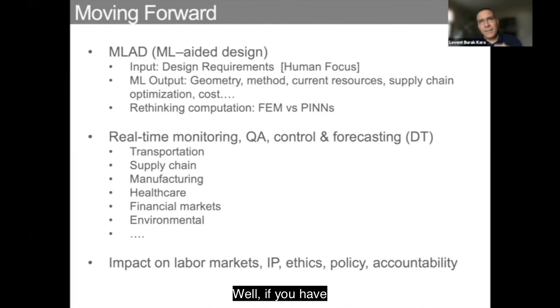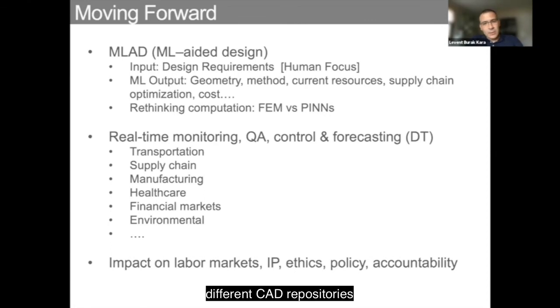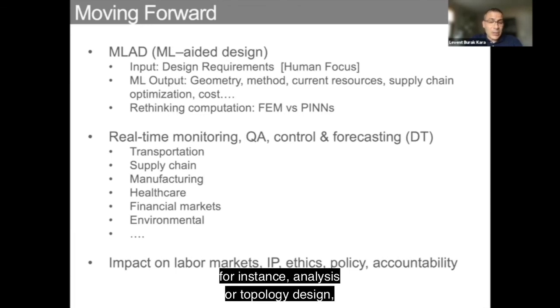Well, I don't know if it was intended for me, if it was for the examples that I have shown, we actually resort to different CAD repositories. We learn from 3D geometries that have been done before. In cases where we're doing, for instance, analysis or topology design, we create tons of synthetic data in an offline setting by ourselves. So this is something that we do in-house. But if the question is where do you get the data for things like transfer learning or domain adaptation, I think that might be a slightly different question.